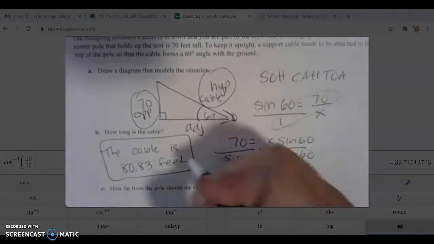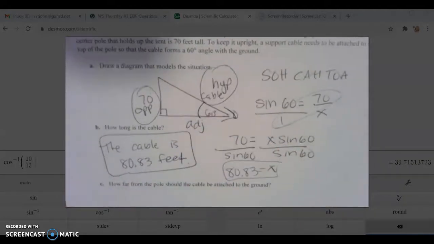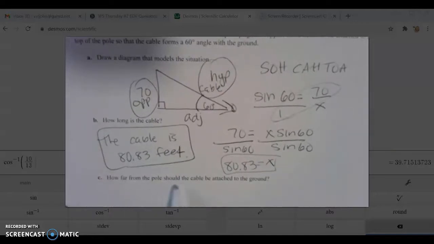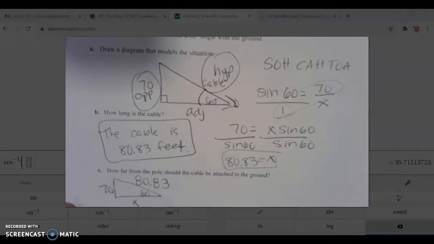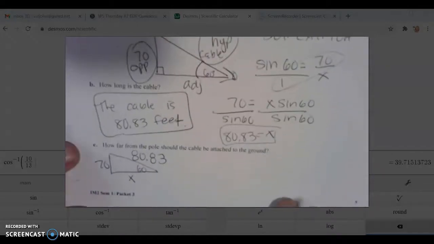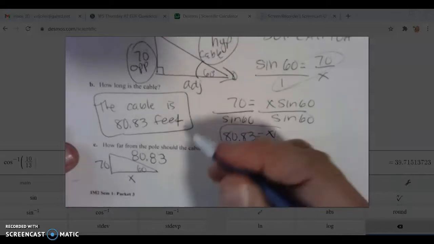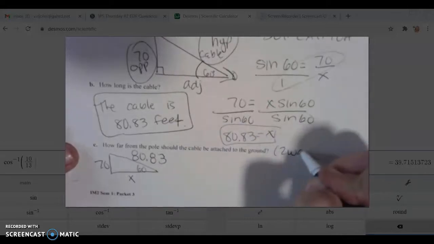You probably want to see what I wrote, huh? Okay. How far from the pole should the cable be attached to the ground? Well, let's see. What do we have? Let's draw our picture again. We know now that the cable is 80.83. This is 70, this is 60, and now we don't know that one. There's two ways I could do this. So I'm going to just write two ways to solve.